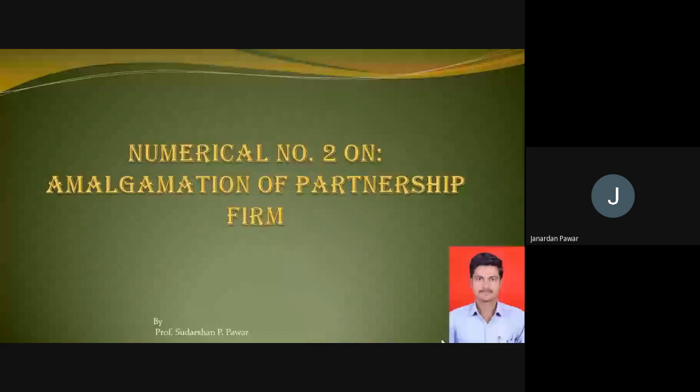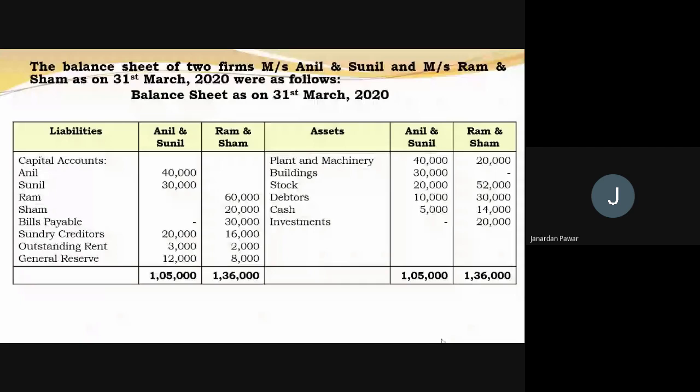So the balance sheet of two firms, Messrs. Anil and Sunil and Messrs. Ram and Sham, as on 31st March 2020 were as follows. Balance sheet as on 31st March 2020. On the liability side, you can see the capital accounts are given: Anil's capital rupees 40,000, Sunil's capital 30,000, Ram's capital 60,000, and Sham's capital 20,000.